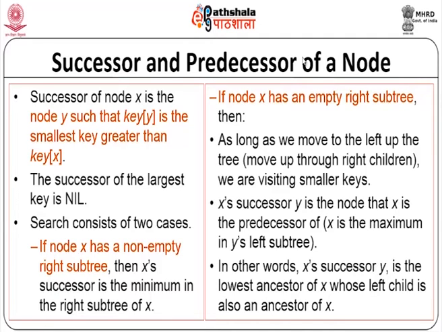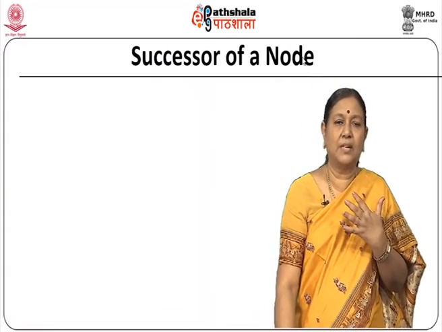In other words, x's successor y is the lowest ancestor of x whose left child is also an ancestor of x. We will understand this much better when we look at the example. Let us look at that.